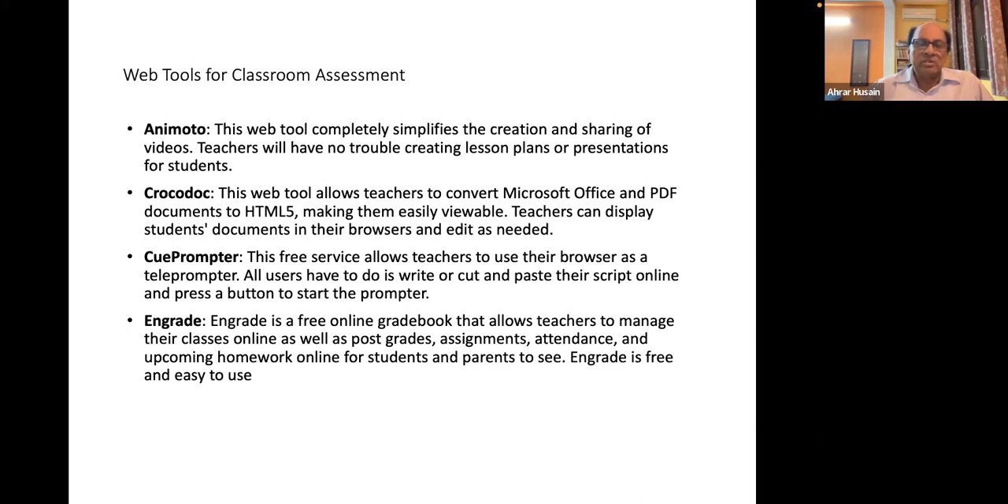Crocodoc, the web tool, allows teachers to convert Microsoft Office and PDF documents to HTML5, making them easily available. Teachers can display student documents in their browser and edit whenever it is required. QPrompter is a free service that allows teachers to use their browser as a teleprompter. All users have to do is write or cut and paste their script online and press the button to start the prompter. And Grid is a free online grade book that allows teachers to manage their classes online, as well as post grades, assignments, attendance, and upcoming homework online for students and parents to see the grades as well.